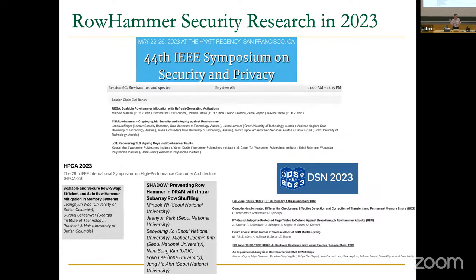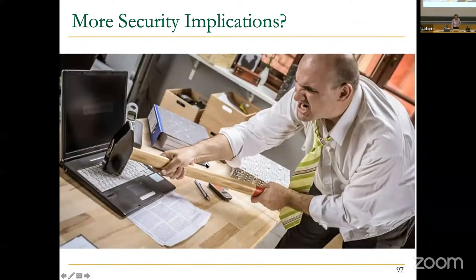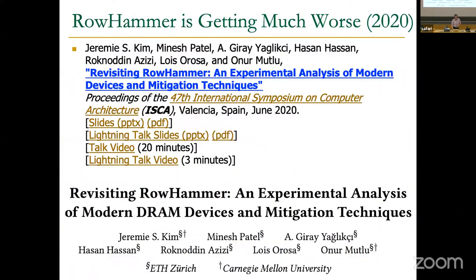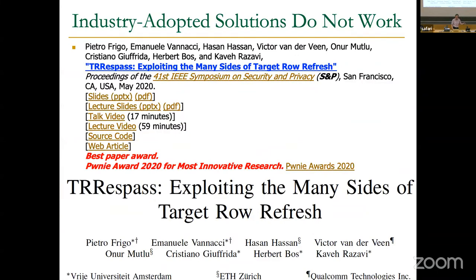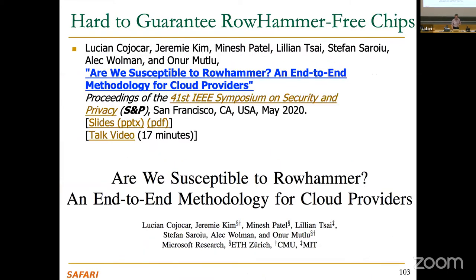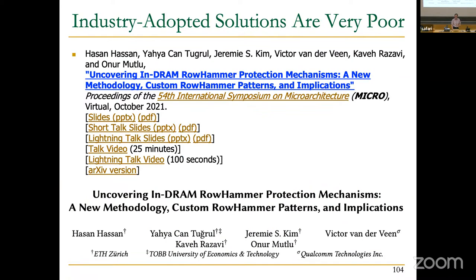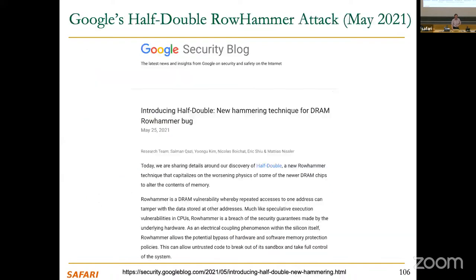We don't have time. And these are some works that introduced both attacks and defenses in 2023. There are sessions on RowHammer in the Security and Privacy Conference, for example. Okay, so if you're curious, there's a lot that's being written over here. You can read papers. Solutions that were developed by industry don't work, which we don't have time to talk about. I'll refer you to a lot of lectures over here. It's hard to guarantee RowHammer-free chips, actually. This is a technology scaling problem, and the solutions adopted by industry are actually quite poor. We will talk about that.